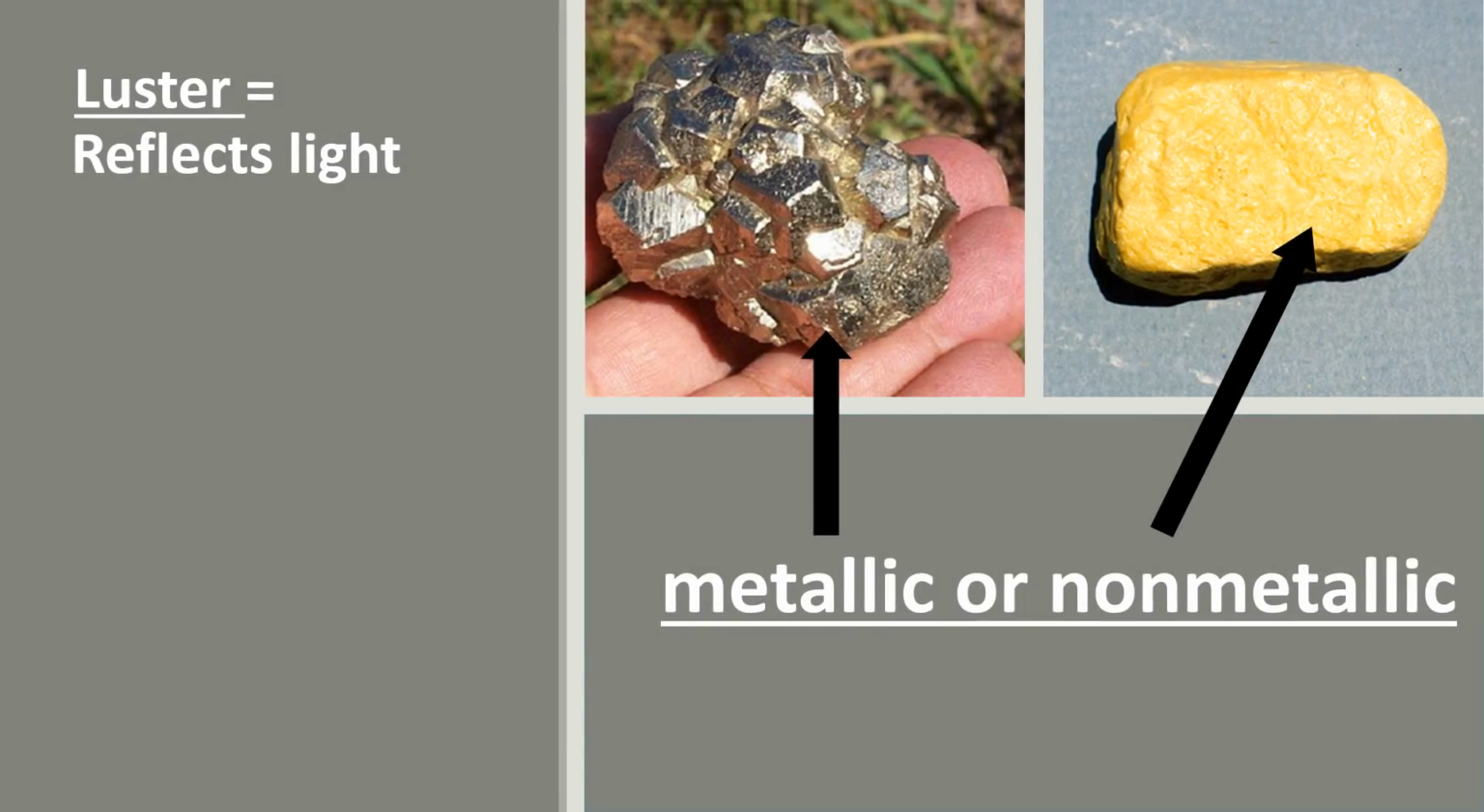Speaking of luster, let's take a look at some of the terms we're going to be learning today. So luster is the ability of an object to reflect light. Objects that are metallic are going to reflect a lot of light, like gold, okay, silver. Non-metallic objects, like this chunk of sulfur right there, are non-lustrous. They are not going to reflect a lot of light.